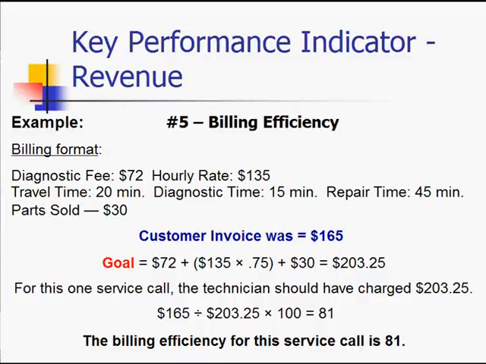So let's see what our billing efficiency is. Well, our goal was $72 for the diagnostic, plus 0.75 of our $135, that's 45 minutes doing the work, plus our $30 worth of parts. That totals $203.25. That was my goal. Well, if I take the $165 I actually collected, divided by my goal of $203.25, that means my billing efficiency was 81%. If I'd billed out absolutely properly, I'd have had 100%. In this case, we only hit 81%. That's my billing efficiency on this service call.